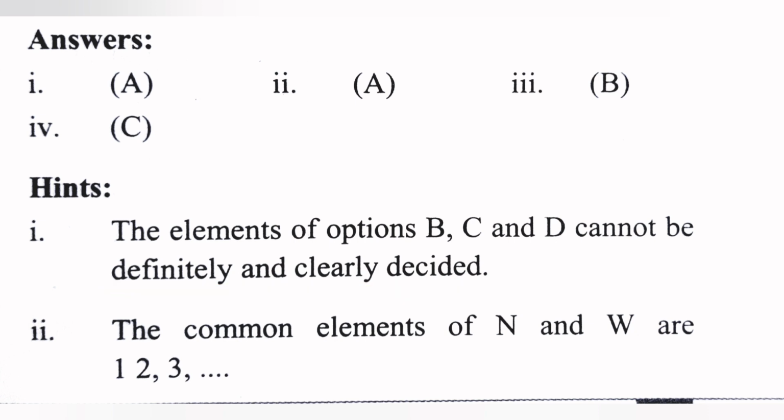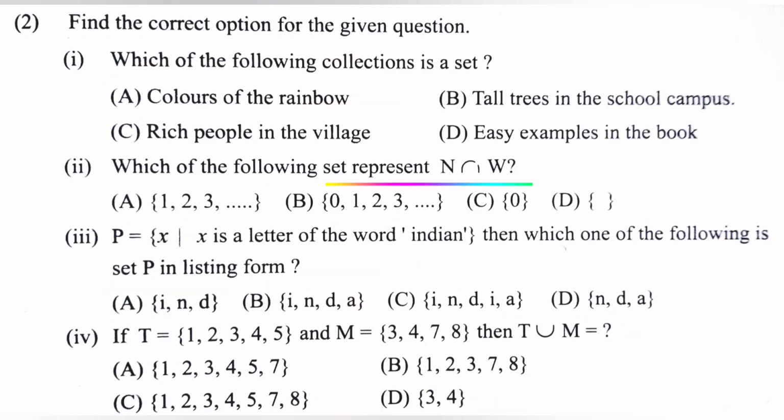Okay, so second one is, which of the following sets represents N intersection W, that means natural numbers intersection whole numbers. So the common between natural numbers and whole numbers is the numbers 1 2 3 4. Because whole numbers have one extra, that is 0. So option B is not correct, C is also not correct and D is also not correct. The only correct answer is option A, 1 2 3 4 and so on till infinity.